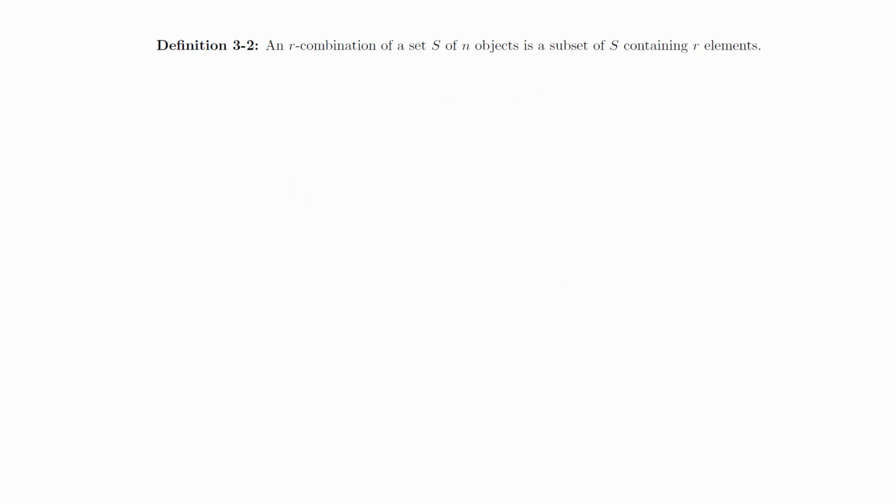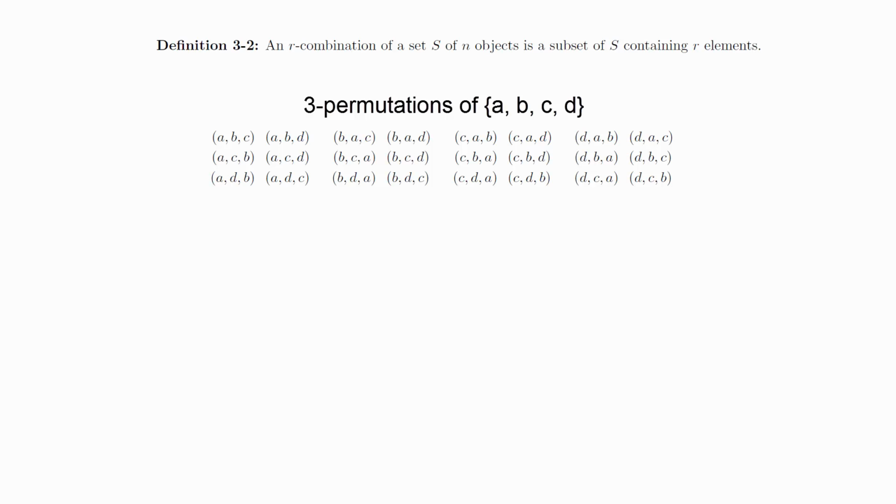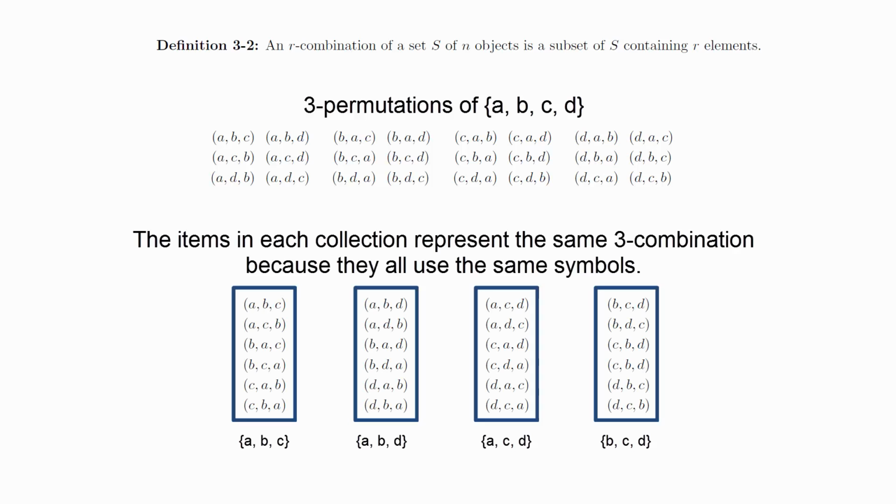Definition: an r-combination of a set S of n objects is a subset of S containing r elements. The difference between combinations and permutations is that the order does not matter for combinations. If we look at the 3-permutations from before, we condense the list into 3-combinations by just matching up the ones that use the same symbols. From this, we can see that there will never be more r-combinations than r-permutations, since one r-combination can be associated with many r-permutations.